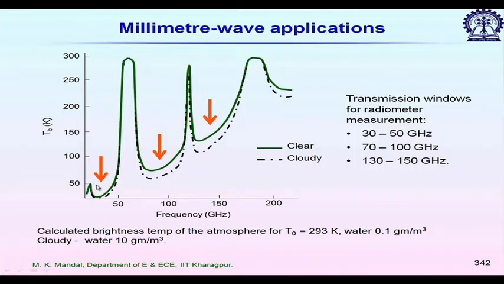on the left hand side we have a small attenuation band due to 22 gigahertz. Similarly, again 118, 100. So in between, some windows are available where we can use this radiometer for imaging purpose, or passive imaging. These windows are the 30 to 50 gigahertz band, the 70 to 100 gigahertz band, and the 130 to 150 gigahertz band.